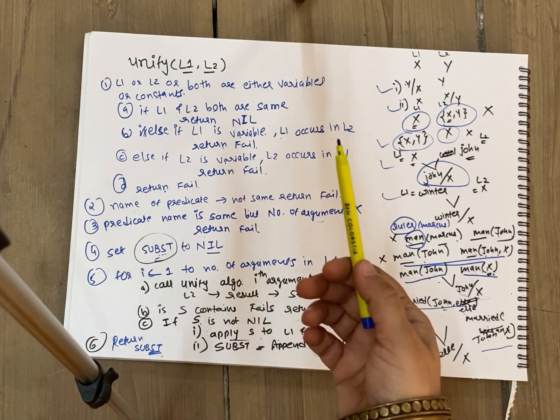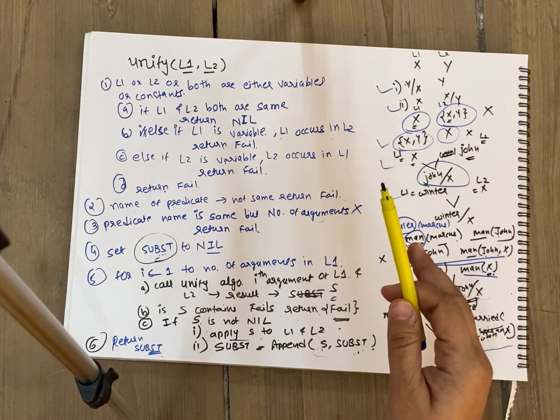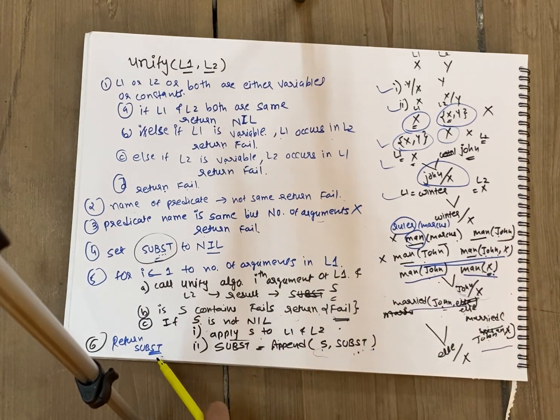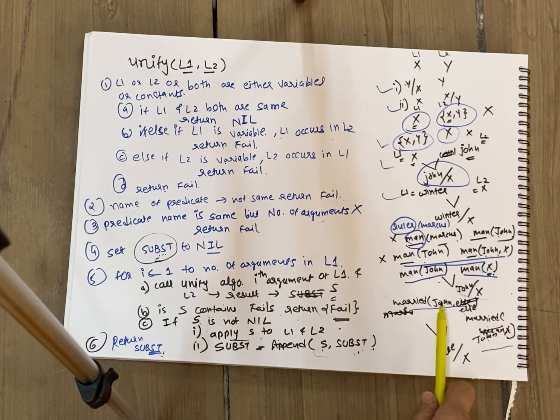So your subset may contain nil if all the arguments are atomic values and they are matching exactly. None of them is a variable. Then the subset will contain nil. The second possibility is that the subset will contain one or more replacements when one of them is an atom and one of them is a variable. So this is a simple algorithm of unification.